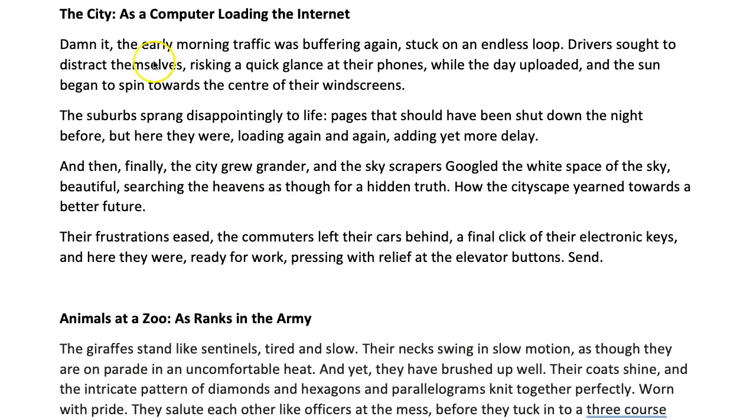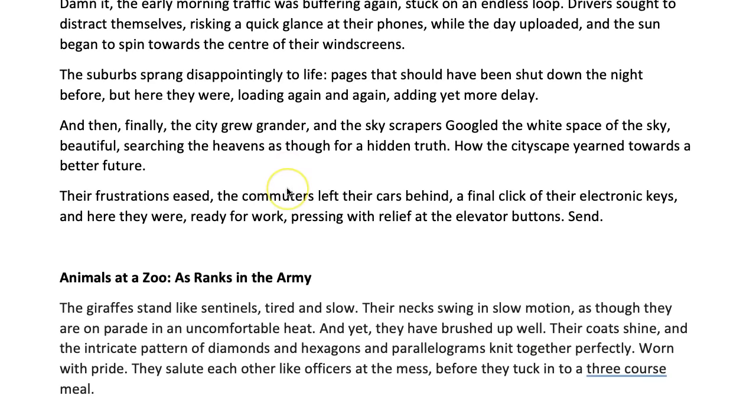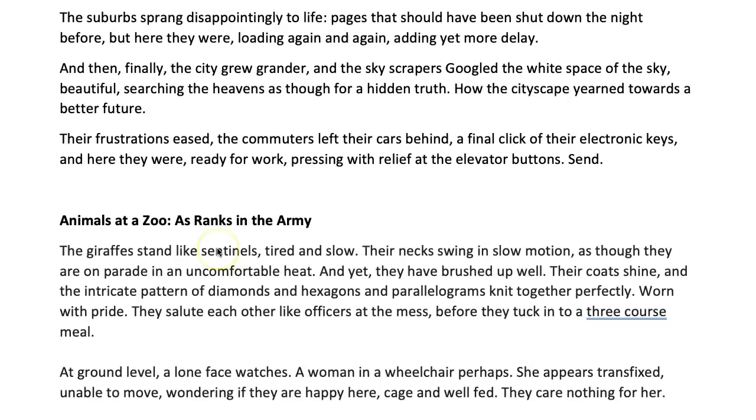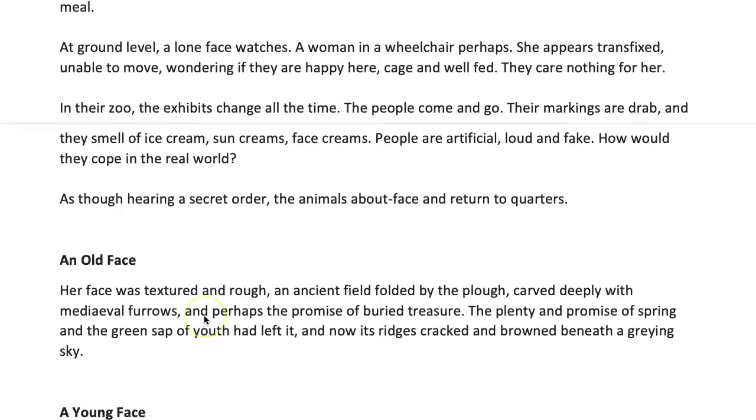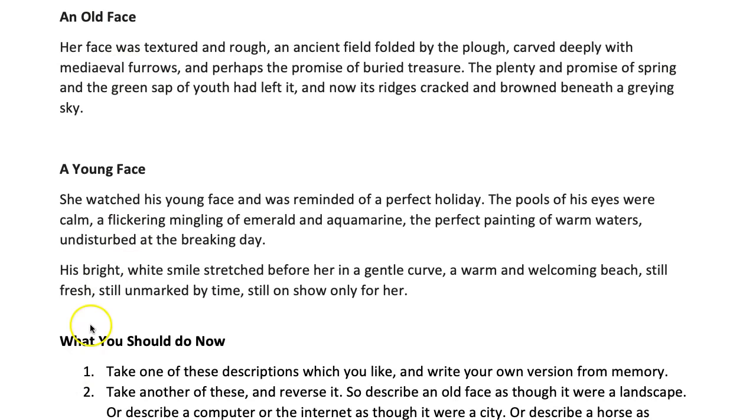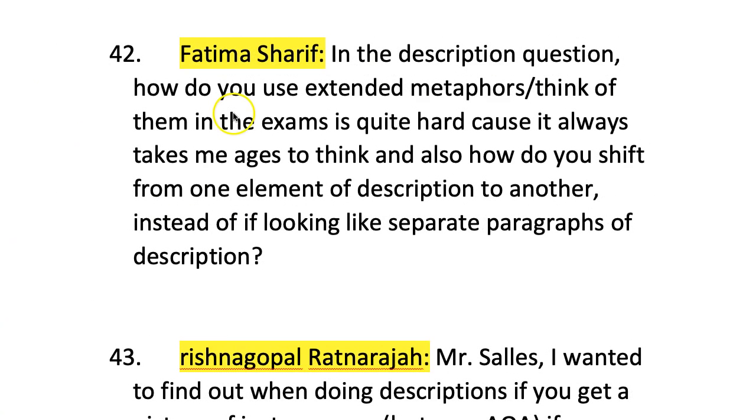Similarly, I describe a city as like loading a computer in the internet. That will be relevant to any question you get. The animals at a zoo, probably not. And then I give some shorter ones for an old face and a young face, and those would fit any description. So what I'm suggesting there, Fatima, is that you can plan some extended metaphors already and know that you will be able to fit them in no matter what the question is.